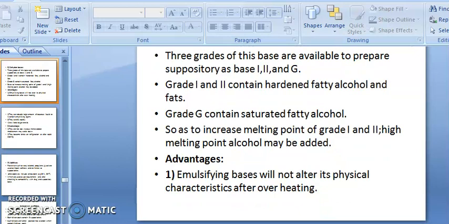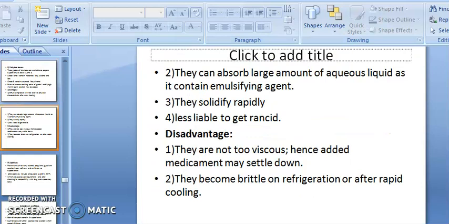Then the advantages of these bases. The emulsifying base will not alter its physical characteristics after overheating during formulation of suppositories. They can absorb a large amount of aqueous liquid and contain emulsifying agent. They solidify rapidly, but are easily liable to become rancid.